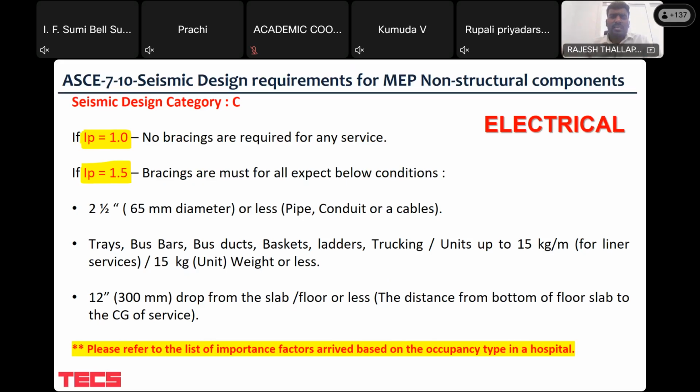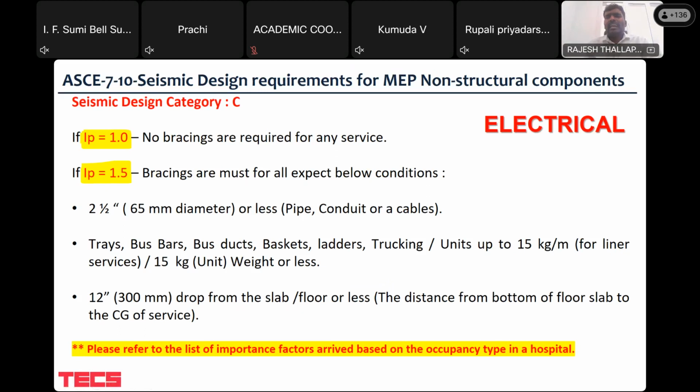Or if there is any unit, it can be an air conditioned unit, or it can be a light, or if you see the large scale structures, you will have a couple of equipments where you need to provide some supports. In such cases, if it's an individual unit, even if it is less than 15 kg, you don't need to provide any seismic brace.